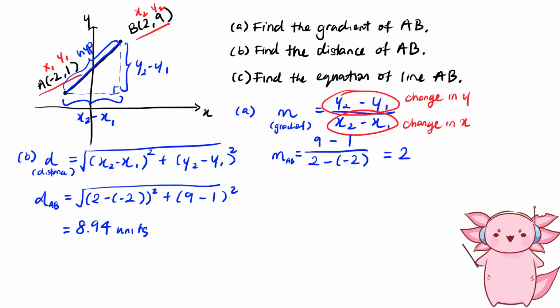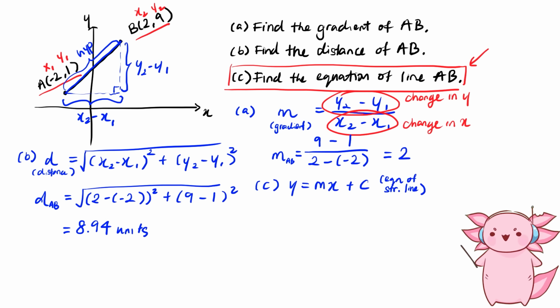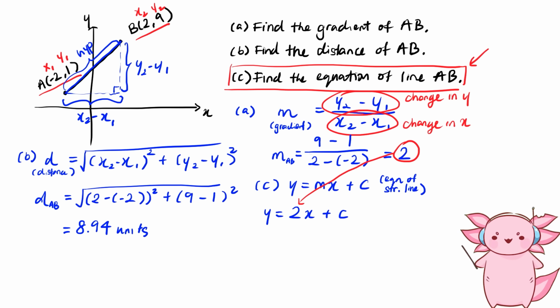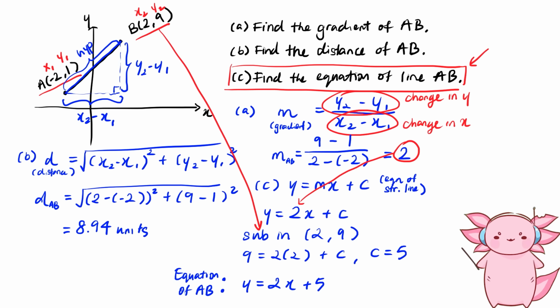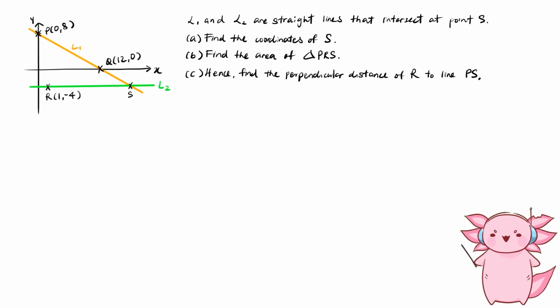Okay, let's carry on with the last part over here, which is to find the equation of the line in the form of y equals mx plus c. We already have the value of m, which is equal to 2, so let's sub in any one of these points that are on the line to solve for our c value over here. So let's sub in x equals 2 and y equals 9, and we get the value of c equals 5, and finally the equation of the line AB is y equals 2x plus 5.